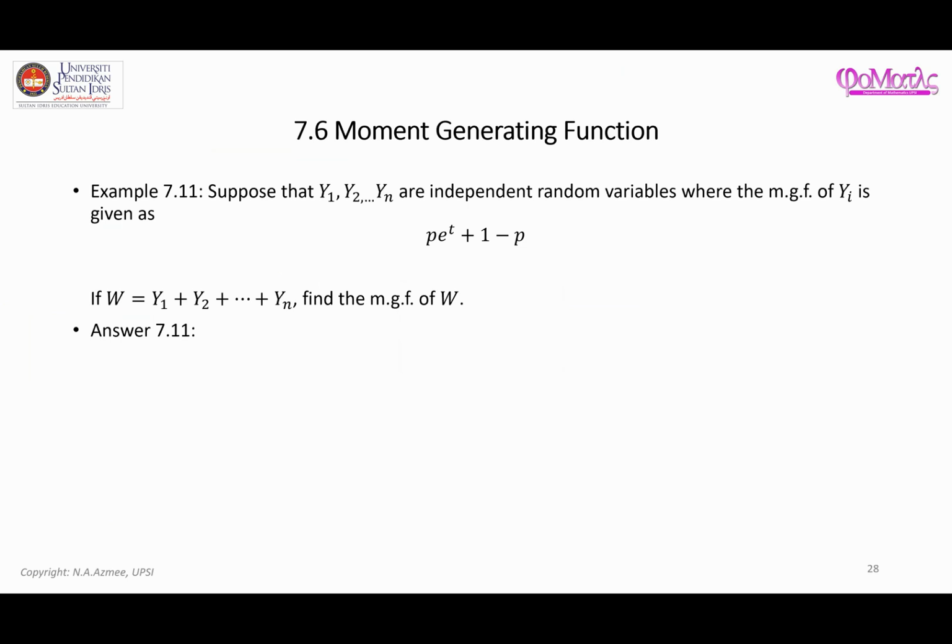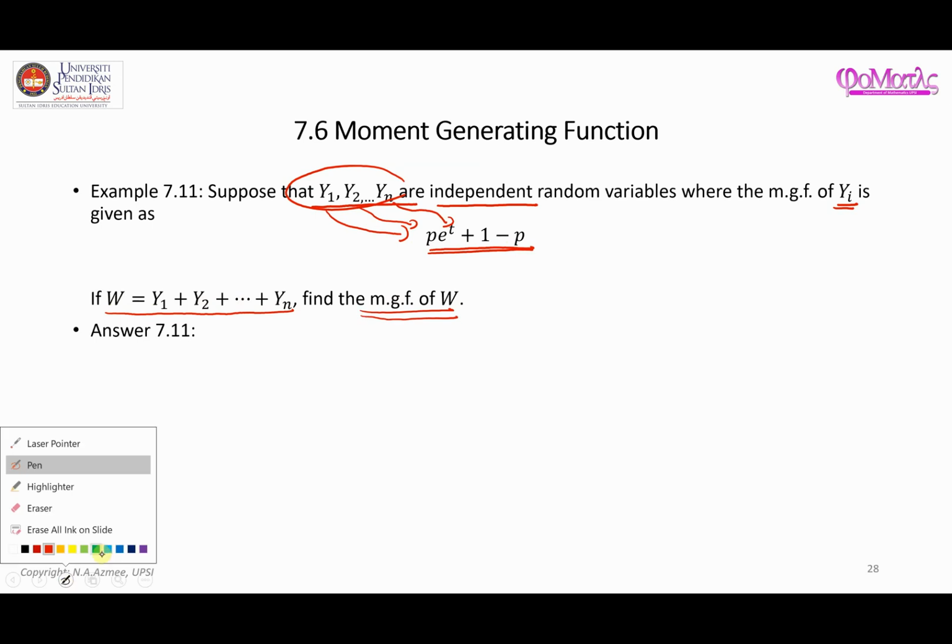So right, what we have here is y1, y2, yn, and they are independent. So this is the keyword: they are independent, and the MGF for each of them is similar. y1 is this MGF, y2 is also this MGF, yn is also this given MGF. Now we have a new random variable called W, and W is the combination of y1 plus y2 and so on until yn, and the question is asking you to find the MGF of W.